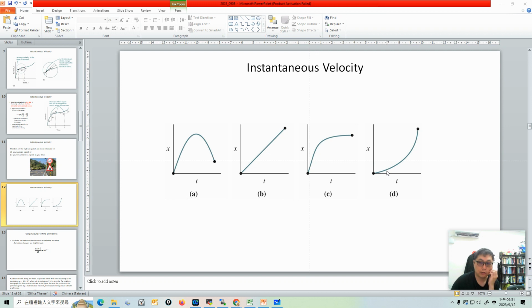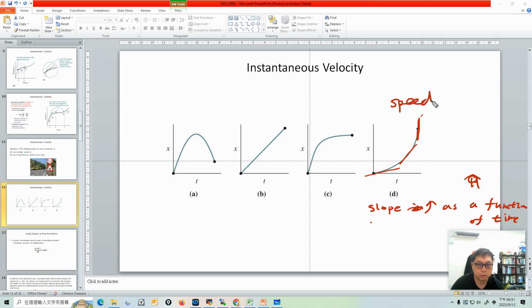Like I said, velocity is slope. So let's draw some slopes here. The first slope is here, the second slope is here, and the other slope is here. You see the slope increases as a function of time. The slope of the xt diagram is velocity, so that means the speed increases. So this is speeding up.